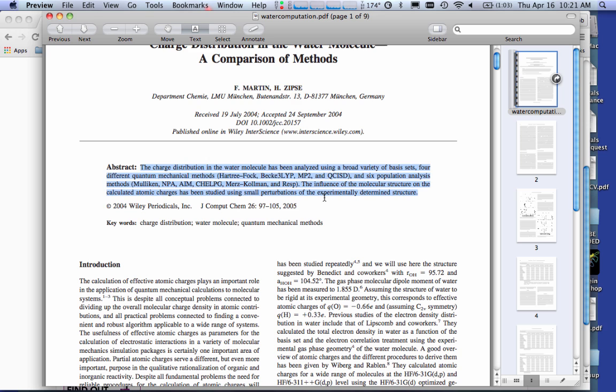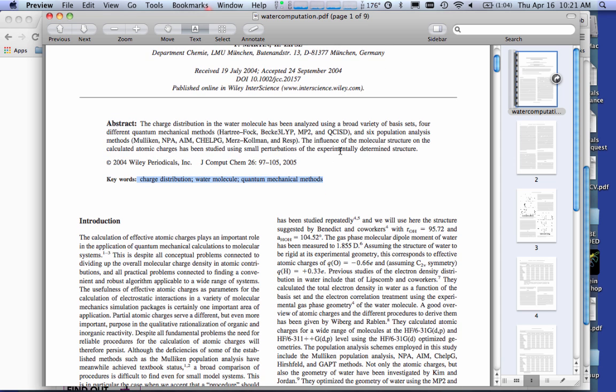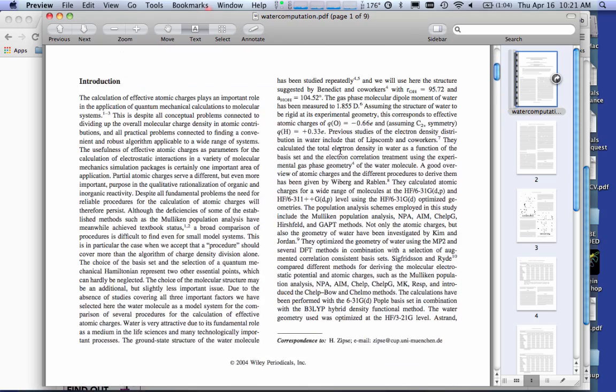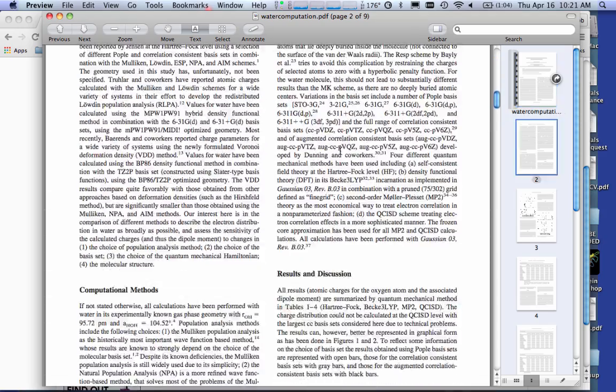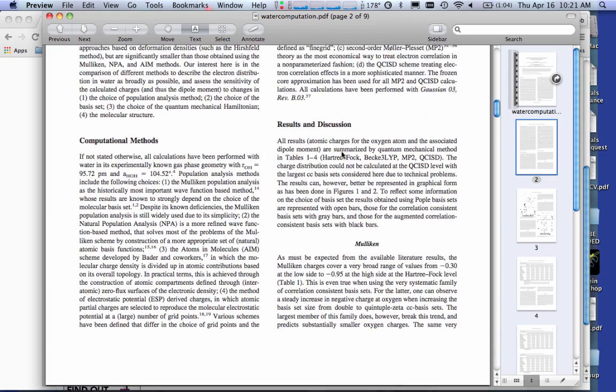And there's my abstract from before. They're saying they're going to use 4 different quantum mechanical methods and 6 different population analysis methods. That's good news for me and for the research student, because those are the kinds of things we want to calculate. Again, there's my keywords if I need to do some more searching on that. Okay, there's the introduction. I don't ever read that, at least not until later. I don't read the computational methods.